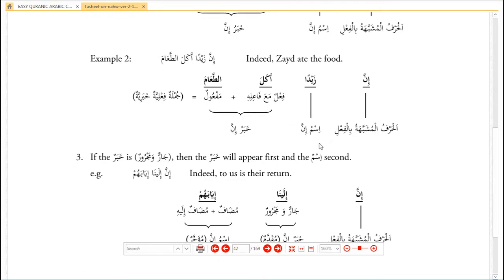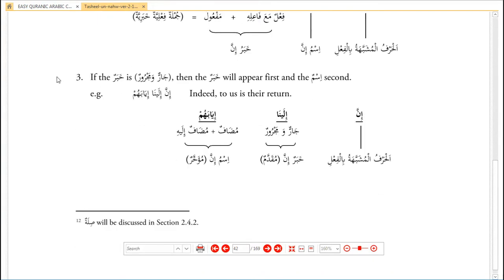So Zaydan is the ism of inna, akala ta'ama is the khabar of inna. The whole thing, akala ta'ama, is a complete sentence becoming the khabar of inna. As we said, the khabar of inna can be a complete sentence.